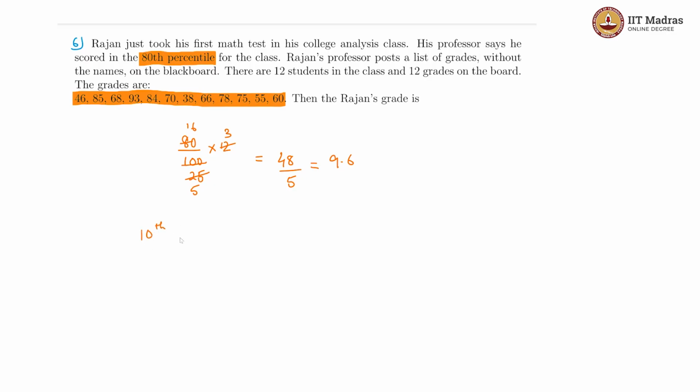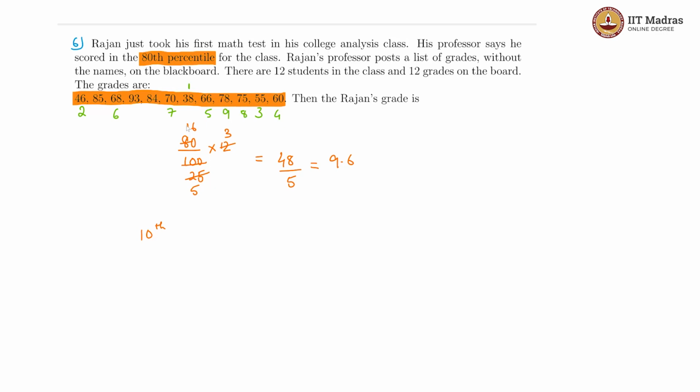In our case, we have to order these now. So we will first look at the smallest value. 38 is the smallest, followed by 46, which is the second smallest. Then we have 55, which is the third smallest. And then there is 60, the fourth. 66, the fifth. 68 is the sixth. 70 is the seventh. 75 is the eighth.